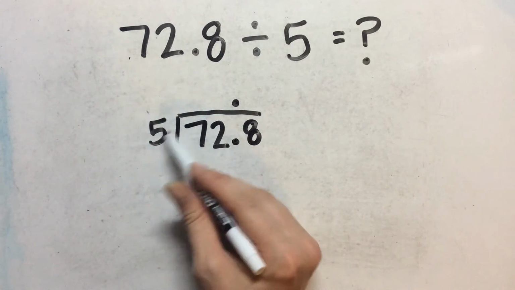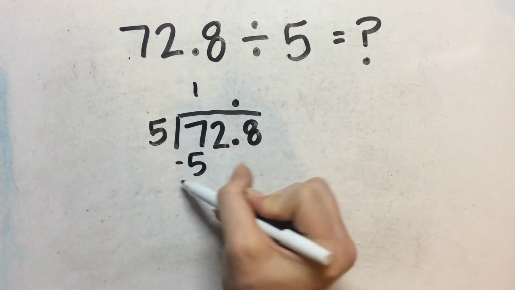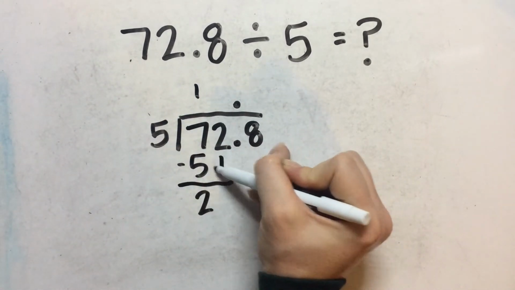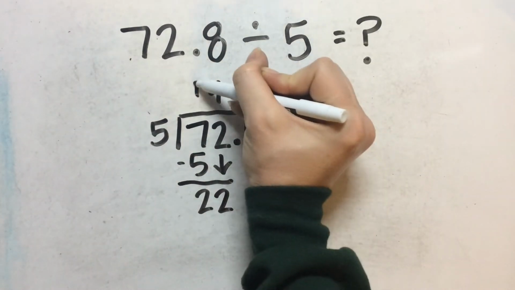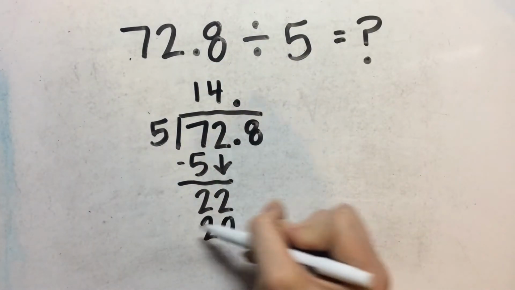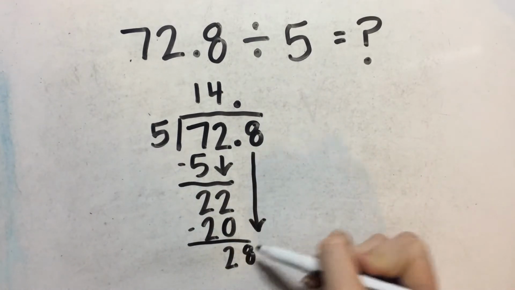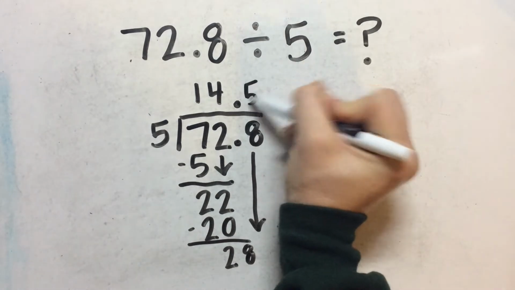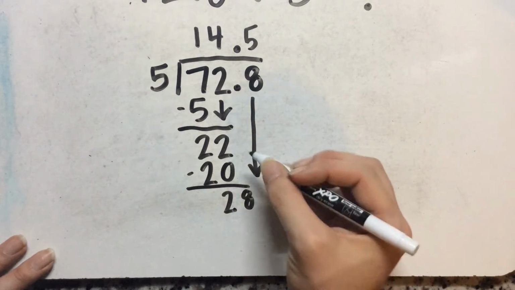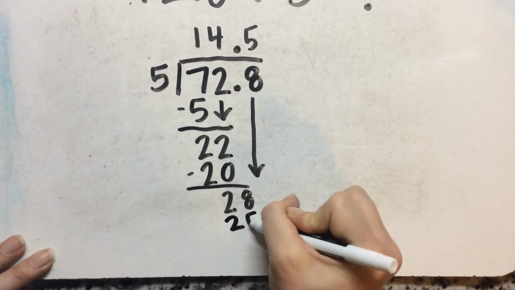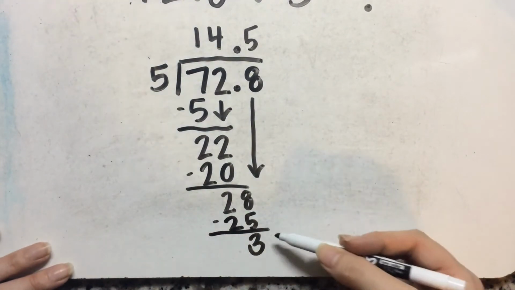And then we divide like normal. How many times can 5 fit into 7? Once, which is 5. And see, we're just dividing like normal. I'm running out of room here, so I'm going to move this up. And I get this remainder 3 right here, okay?